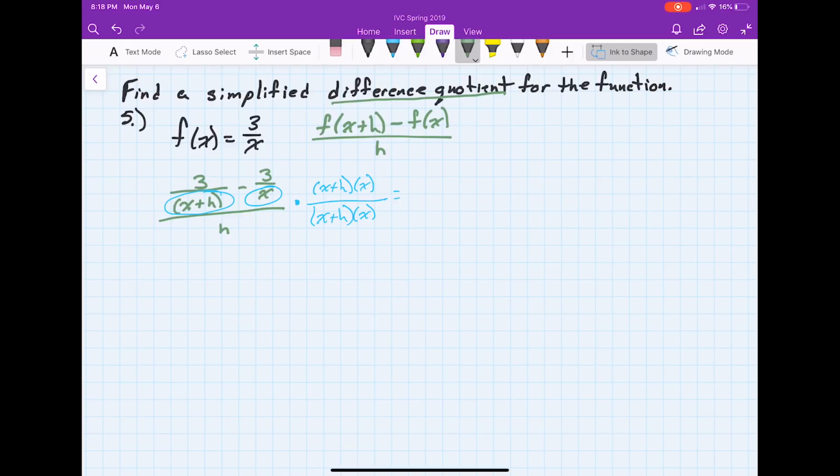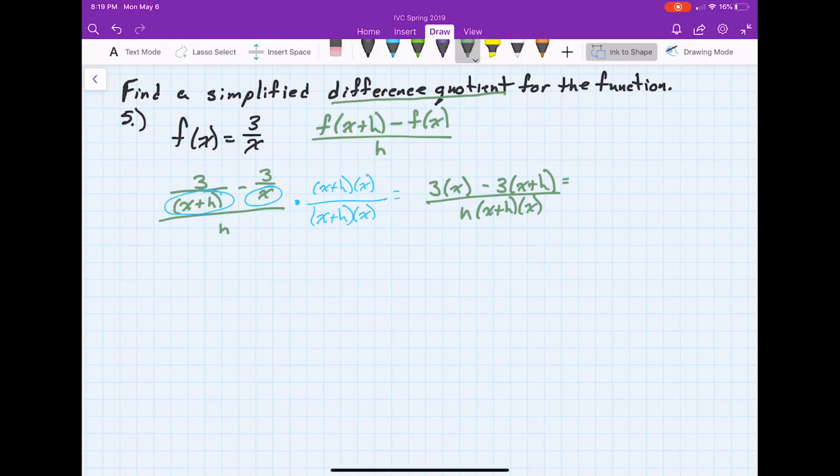So if we multiply this all out, this first 3 is missing the x portion, so we can just write that as 3 times the quantity x, because that's what it was missing on that side. Actually, let's write this correctly. I'm trying to do some things in my head and I'm not getting there. So anyway, this 3 was missing the x, and then the other one was minus 3 times x plus h. And then that's all over h times x plus h times x. There we go. Now we got all that done.